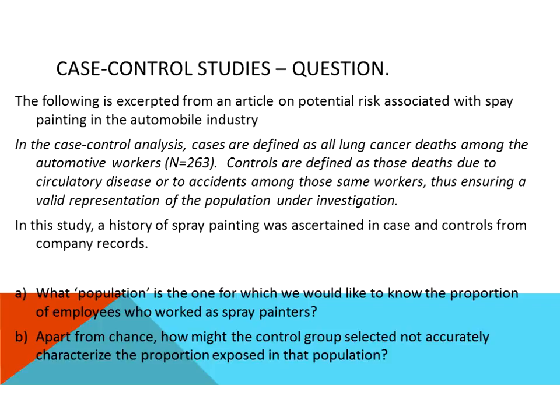So what population is the one for which we would like to know the proportion of employees who worked as paint sprayers? Apart from chance, how might the control group selected not accurately characterize the proportion of exposed workers in the population?